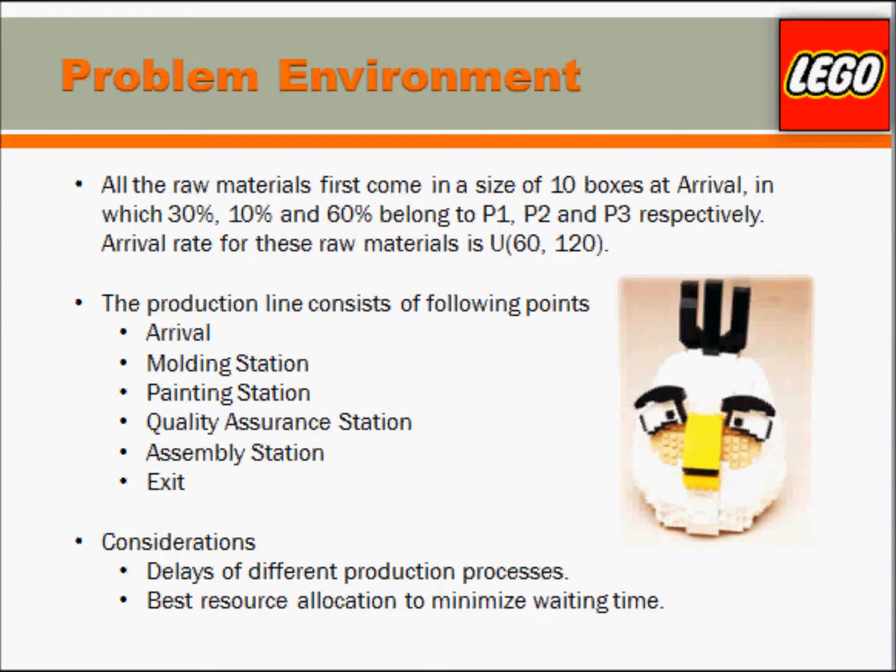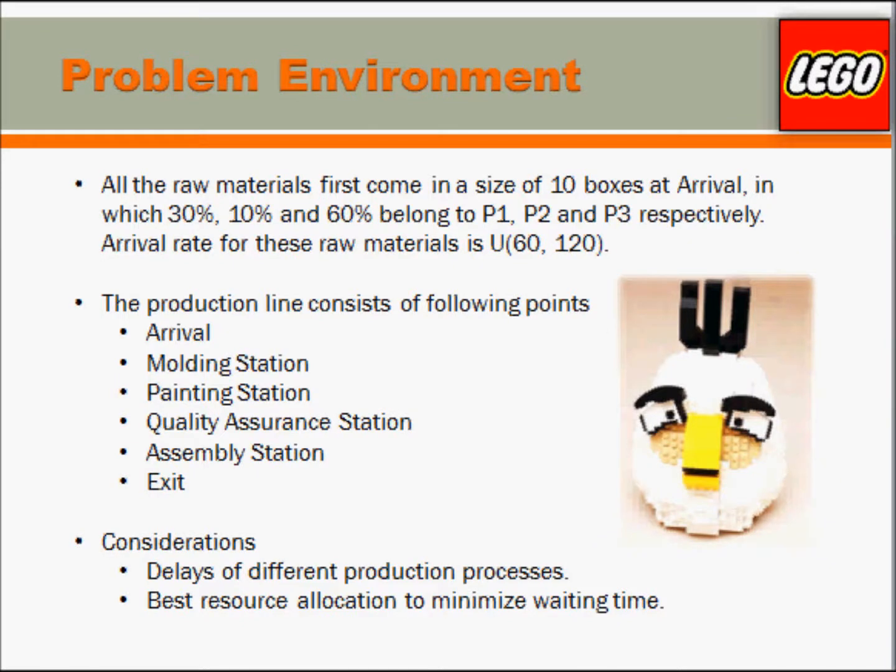Based on the 4 manufacturing steps, we simplify Lego's production line into the following points. First is the arrival node. The raw material will come in boxes, and based on the proportion of target products, raw materials will be fitted into different processes. They will probably go through the modeling station, painting station, quality assurance station, and assembly station, and then exit the production line. Our main considerations here are the delays or waiting time of different production processes.